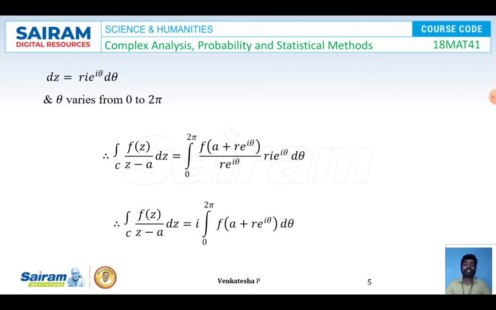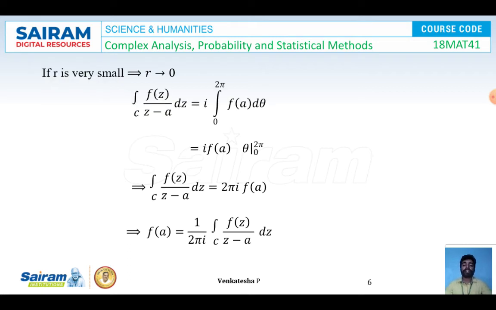Since in the circle C1 I am going to assume that the radius is very small, that is, if r tends to 0 in the previous equation, the equation will become: the integral over C of f of z by z minus A dz is equal to i times the integral between the limits 0 to 2 pi of f of A d theta. Now since f of A is a constant, I am taking it outside. After integrating the constant, I'll be getting theta between the limits 0 to 2 pi. So I got the equation i f of A theta between the limits 0 to 2 pi.